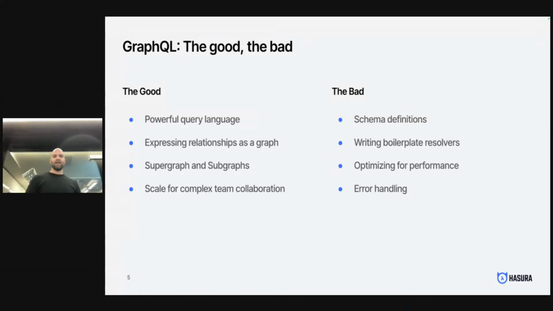Anyways, the bad parts: schema definitions. Manually documenting my entire data model, writing boilerplate resolvers is really a messy pain, and so is optimizing for performance. Essentially, every new problem has to be reinvented, things that we solved a long time ago in the REST world. And errors. If you don't know what a pain errors are in GraphQL, it's literally like response code 200, here's an error. Like that's a thing. We can talk about it later. There are reasons why we do it that way, but some people really don't like that.